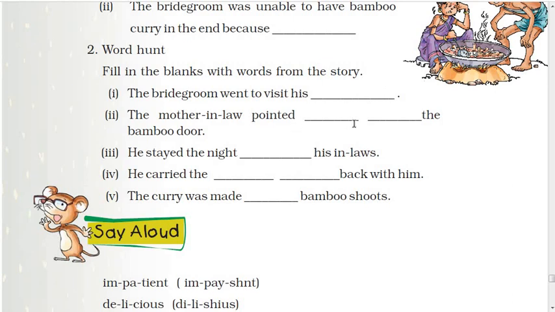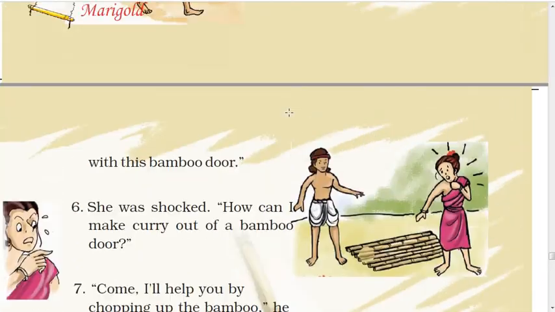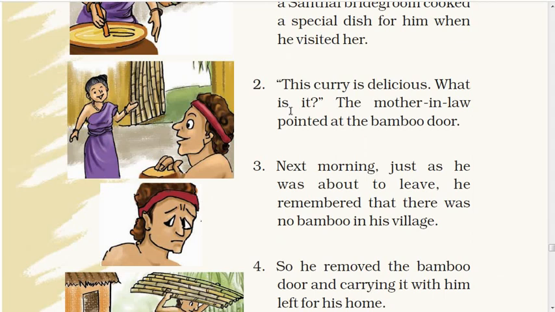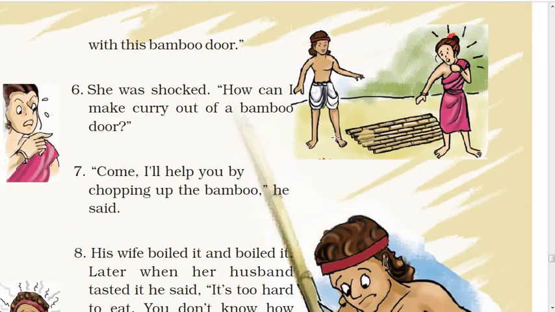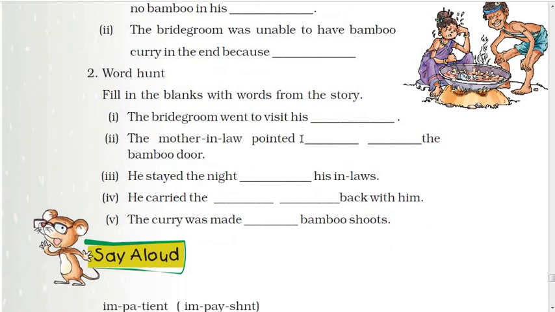The mother-in-law pointed dash dash the bamboo door. See, here are two blanks. Pointed. Okay, I'll take you to the text and you will yourself find out. Pointed at the bamboo door, but here there are two blanks given. So what are we going to add on? Pointed out at the bamboo door.